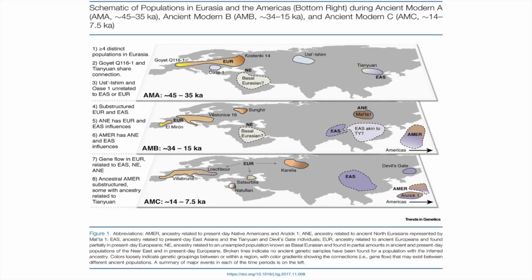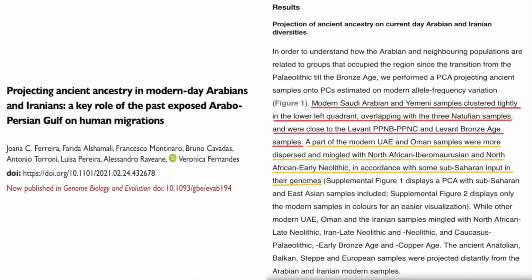And here is a map showing the basal Eurasian area where they resided, which would have been around the area of the Persian Gulf. And then we see the Natufians in the Levant on the map. Just continuing the study, it says modern Saudi Arabian and Yemeni samples clustered tightly in a lower left quadrant overlapping with the three Natufian samples and were close to the Levant PPNB, Pre-Pottery Neolithic B, and PPNC, Pre-Pottery Neolithic C, and Levant Bronze Age samples.